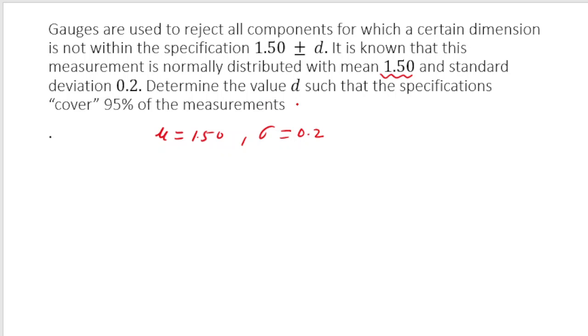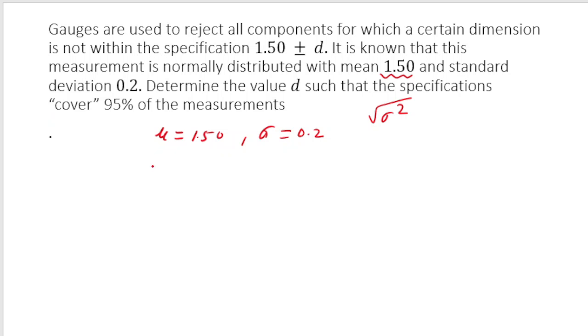See, if they give you the variance, then the variance is sigma squared, so in that case you have to take the square root of it. So read the question carefully. Don't just jump to the conclusion that this is sigma. It may be variance also, so in that case you have to take the square root of it. Determine the value of d such that the specification covers 95% of the measurements. Right. So basically, what is our expectation?